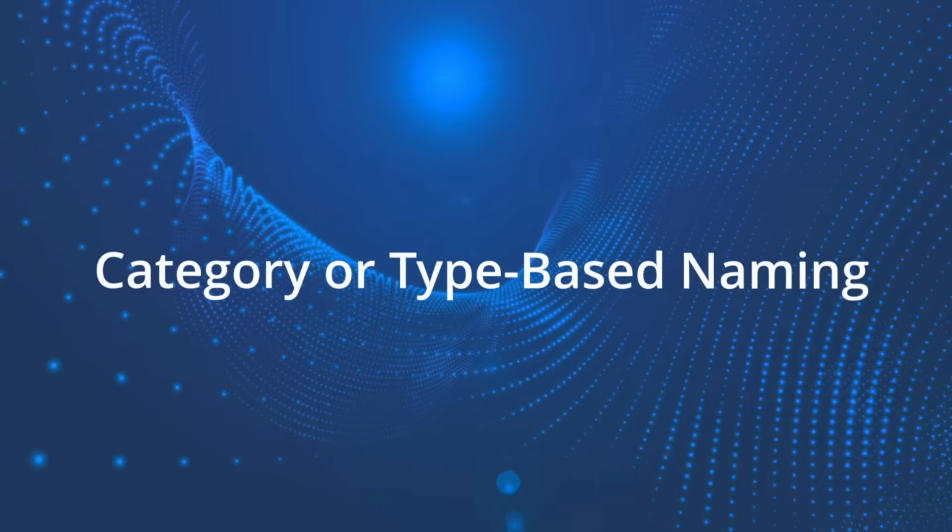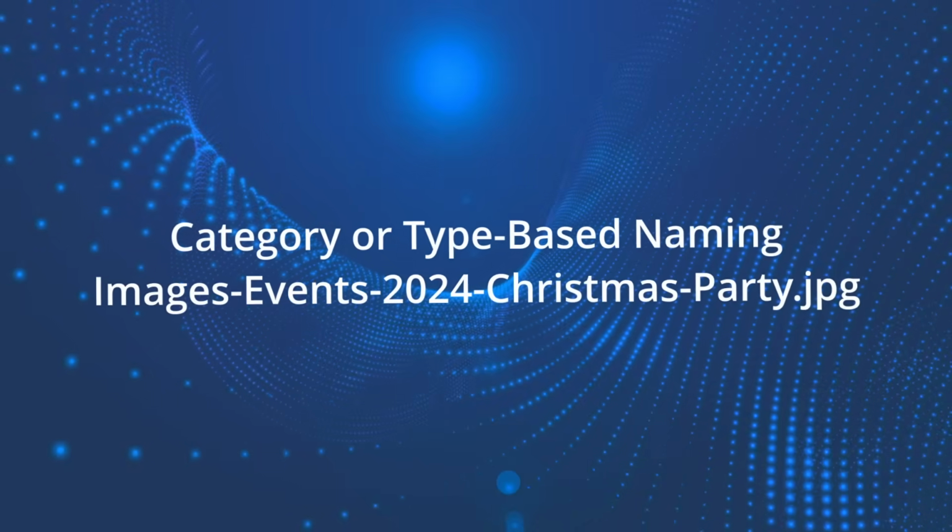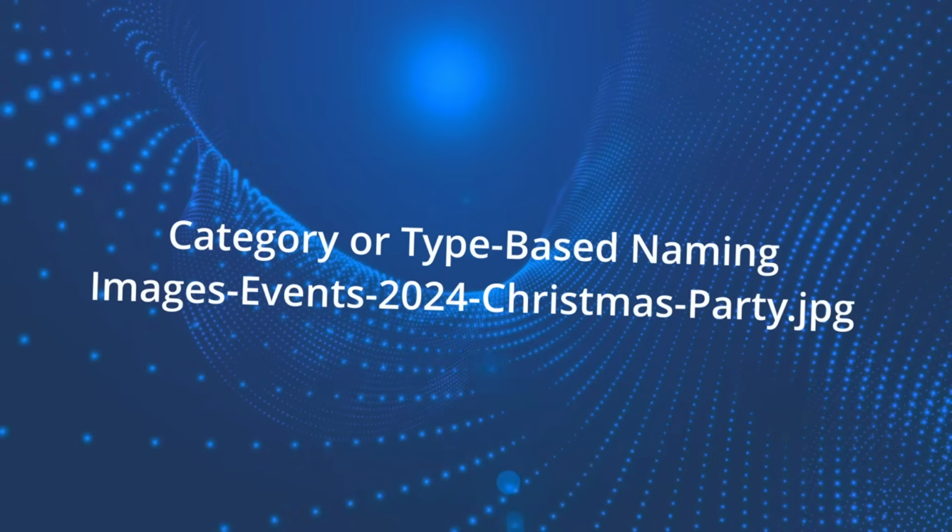Next is category or type-based naming. Now these are kind of similar to client project because it's basically like category and subcategory, but it's more specific in terms of a type. So if you were doing images or events images, then you can do this substructure. And you can do this however you want, but basically it's for organizing files by type.